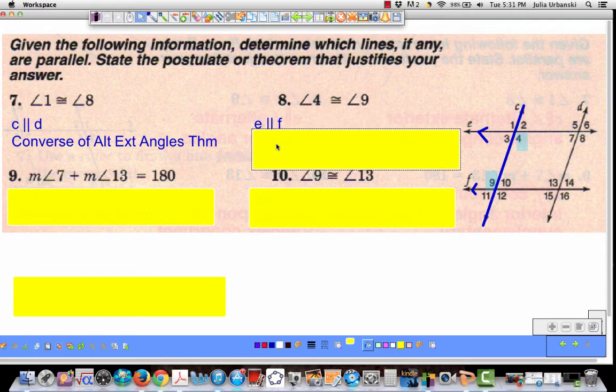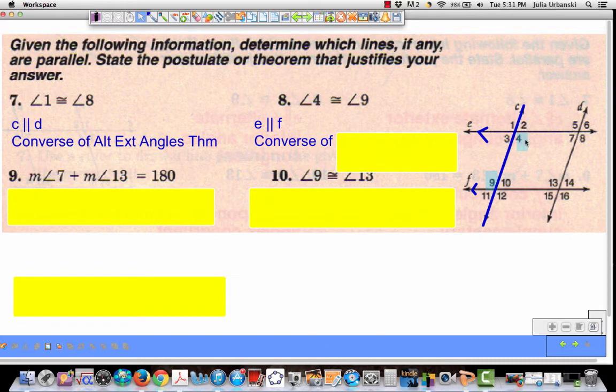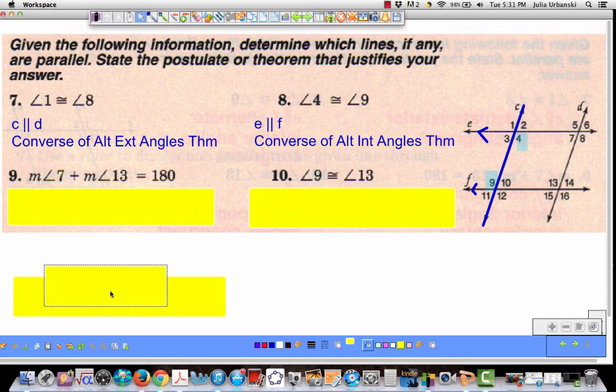If you look closely at the relationship between angle 4 and 9, they are alternate interior angles. So am I going to use the alternate interior angles theorem or the converse? Well, look, I know that the angles are congruent. I'm saying therefore lines are parallel. That's going backwards. That's the converse. The converse of which one? In this case, it's the alternate interior angles. Converse of the alternate interior angles theorem.